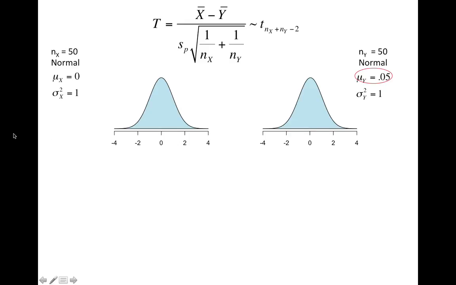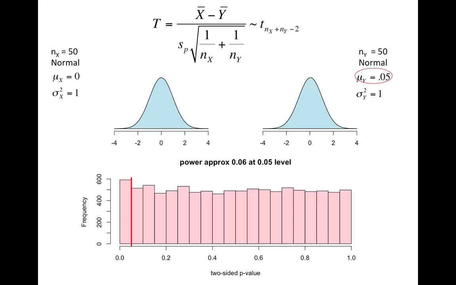What if this distribution on the left still had mean 0, but the distribution on the right had mean only 0.05? I'm going to draw 50 values here, 50 values here, calculate the test statistic, compare it to the reference distribution, get a p-value. What do you think is going to happen? When I sample from two population distributions whose means are different but not that different, I'm not going to have a lot of power. Here the power is only 0.06.